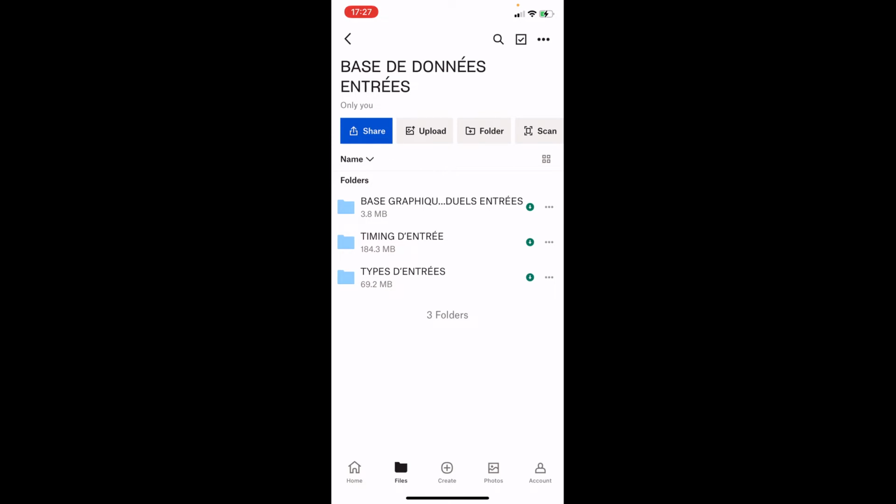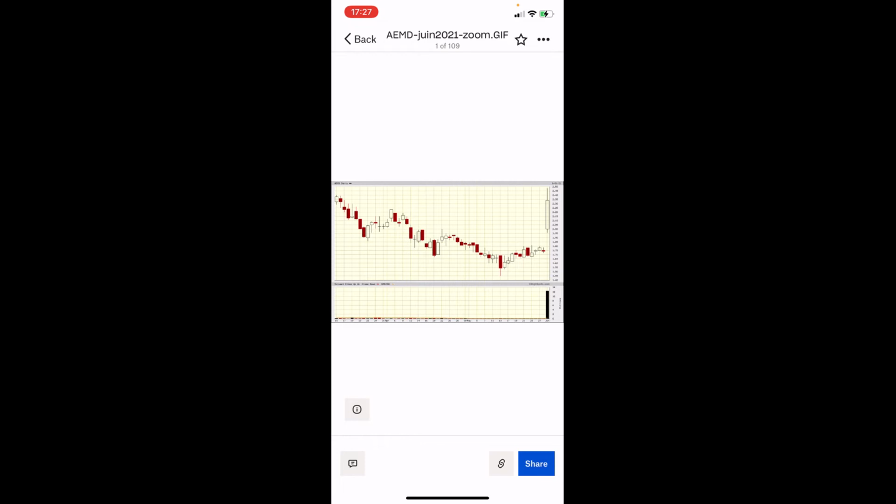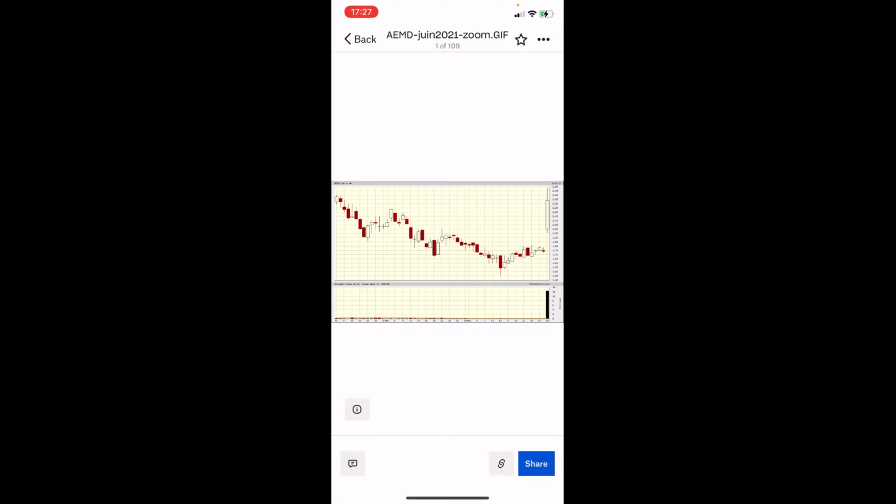Some of them are from 2020 or 2021. Okay, I'm going to give you some examples. Here we have a stock, in fact a double bottom, with a strong upside move, a strong breakout with a big upside bar with huge volumes.